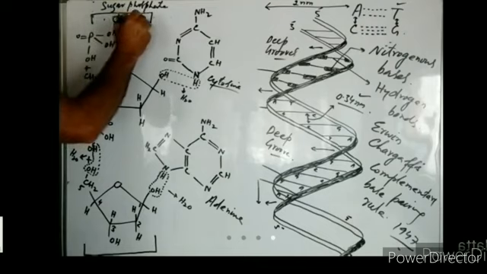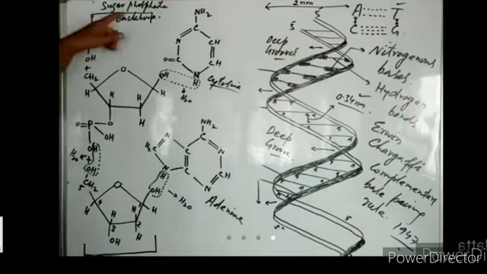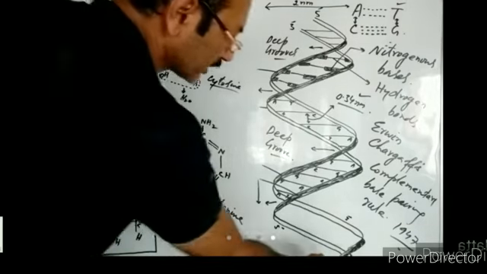Pentose sugar plus phosphoric acid forms the sugar phosphate backbone, right? And attached to this sugar phosphate backbone are the nitrogenous bases. So this becomes one polynucleotide chain. This becomes one single helix of the DNA. So this is one helix.